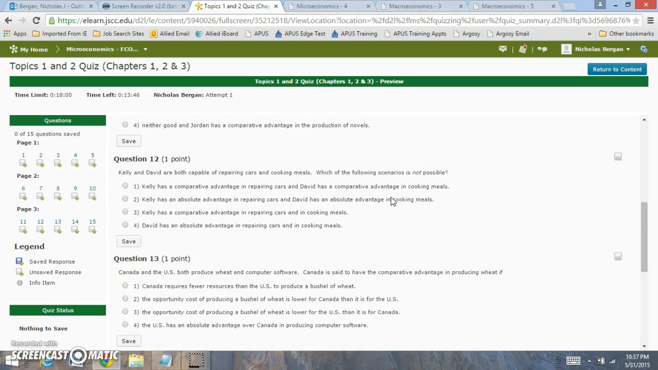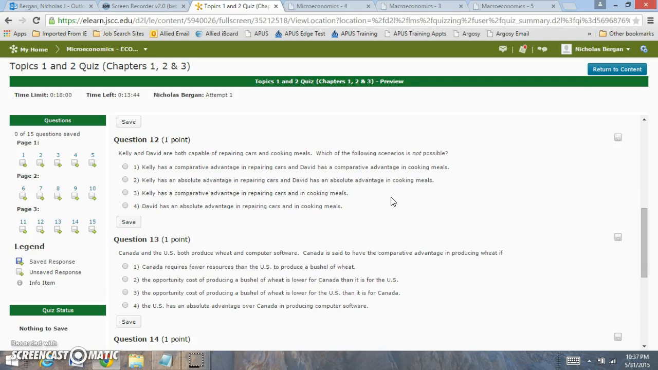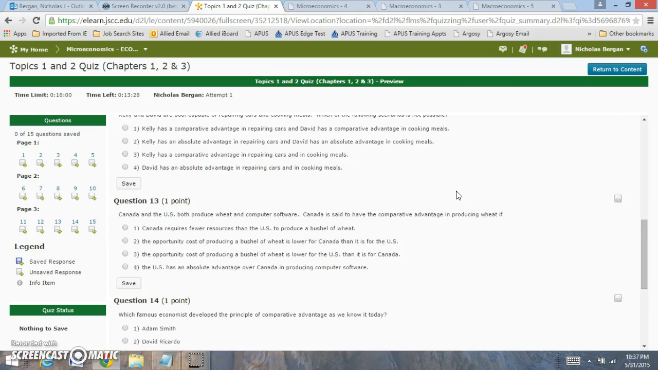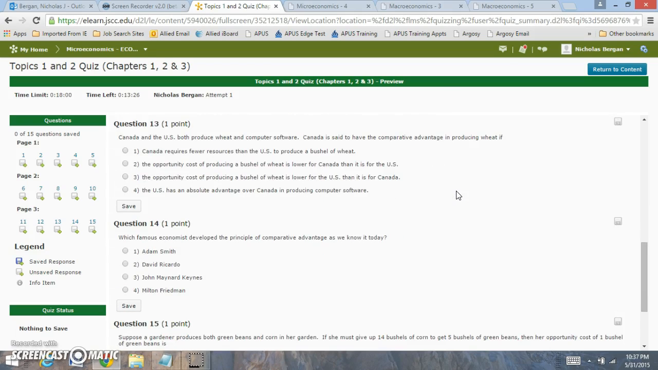Question 12. If Kelly and David are both capable of repairing cars and cooking meals, which of the following scenarios is not possible? Make sure to focus on who has the comparative advantage. When you focus on who has the comparative advantage, that's the person that should be the one that produces it.